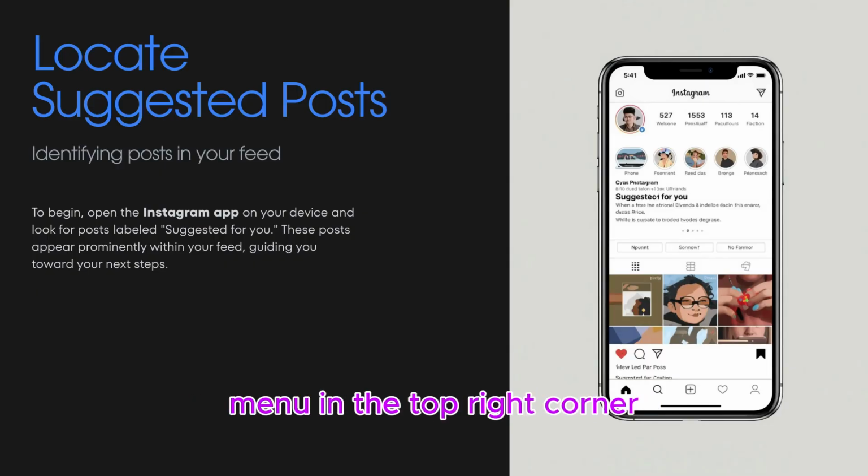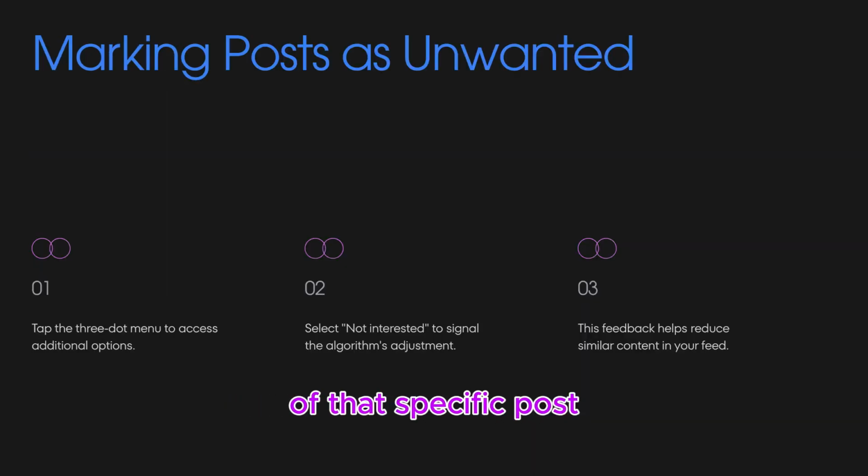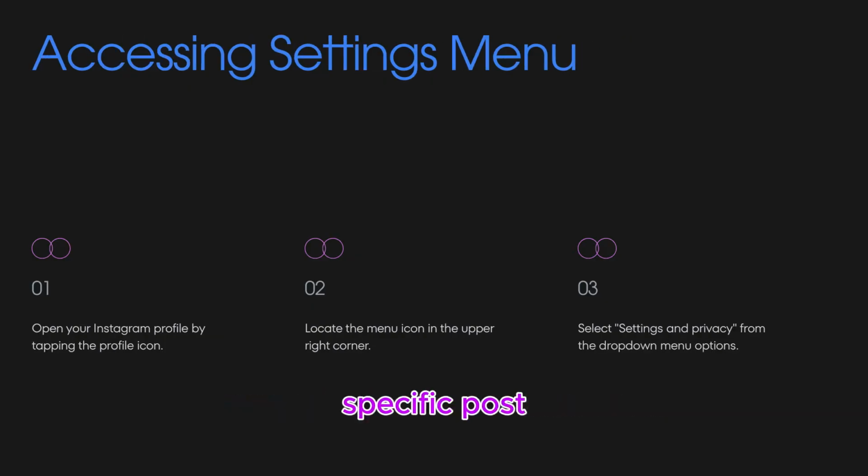Tap the three-dot menu in the top right corner of that specific post. From the menu that appears, select Not Interested. This tells Instagram's algorithm you don't want to see content like that specific post.